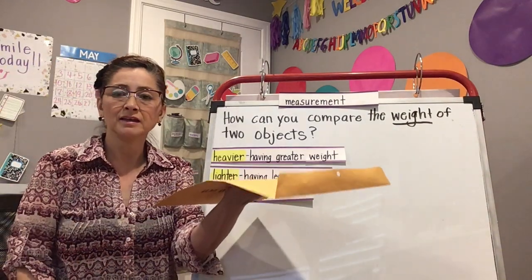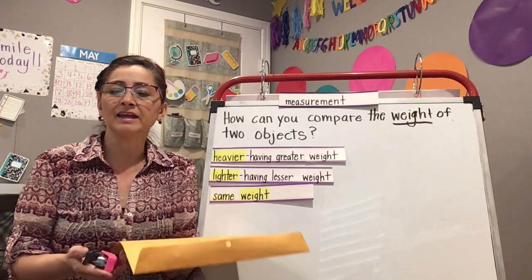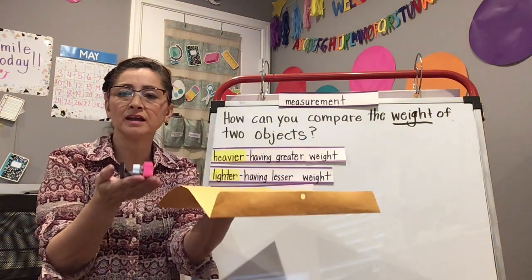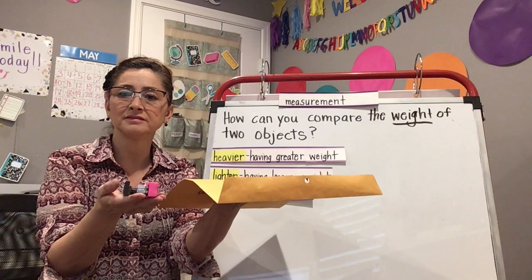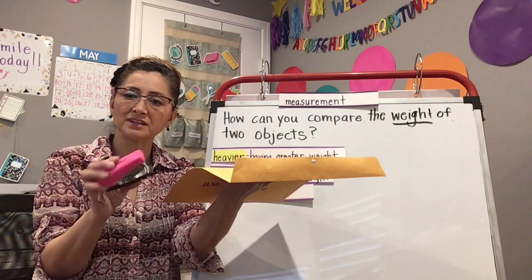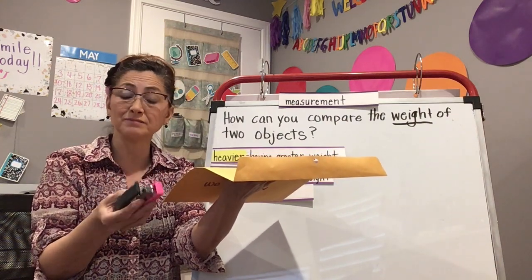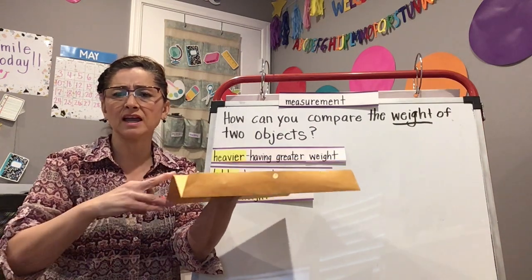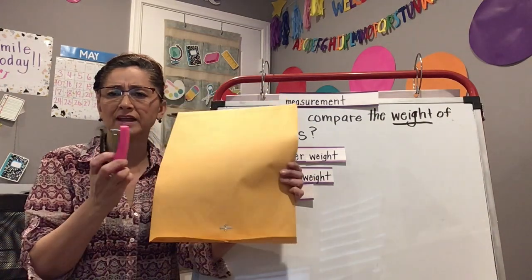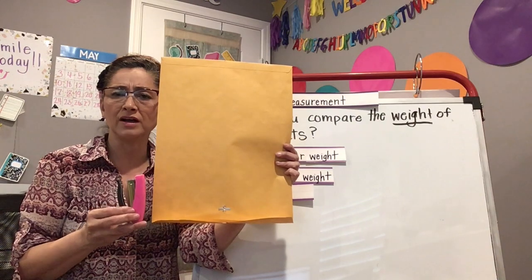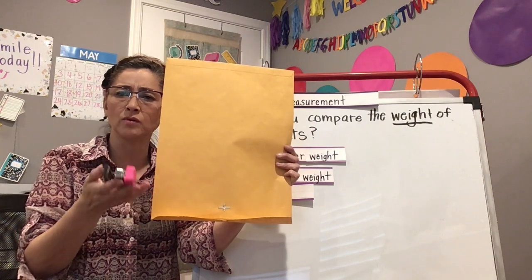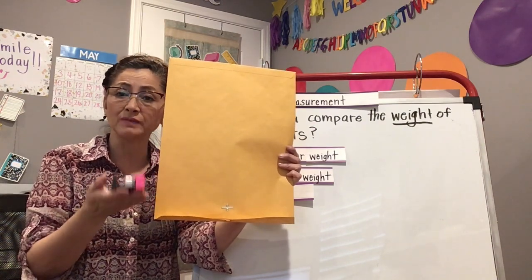Okay, now I want you to take a look at this. I have an envelope, and I have a stapler. This is a stapler. Which object do you think is heavier? That's right. The stapler is heavier. Why do you think the stapler is heavier? That's right, because it's made out of metal. But look, I noticed that this object is big and this object is smaller. If I measure the length of them, wow, this one is bigger, right? And this is smaller. So why does this still weigh more? That's right, because it's made out of metal.